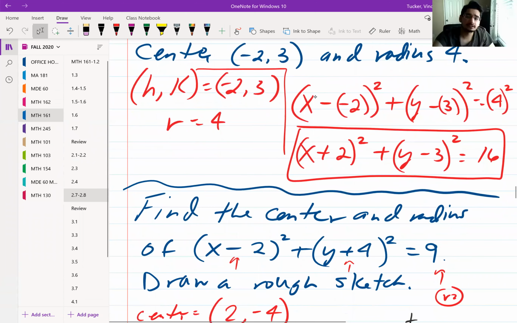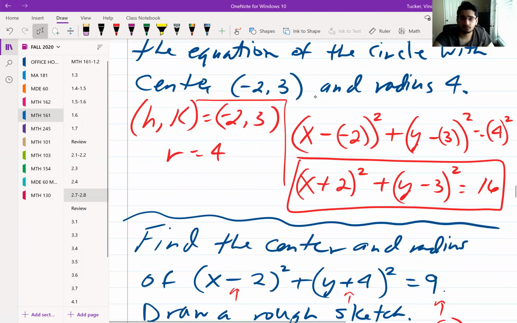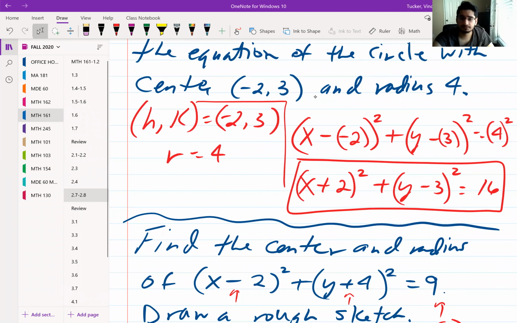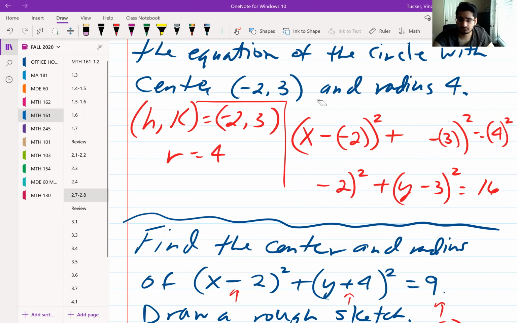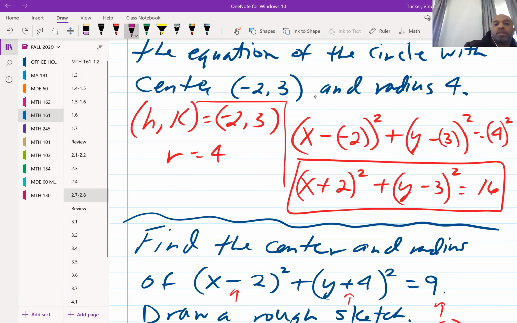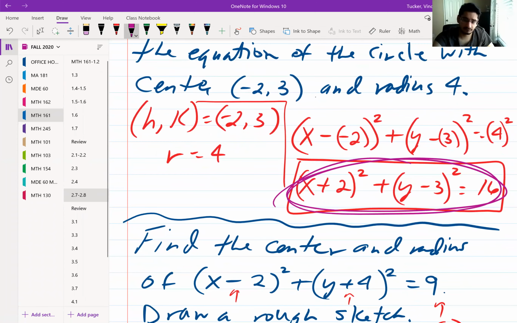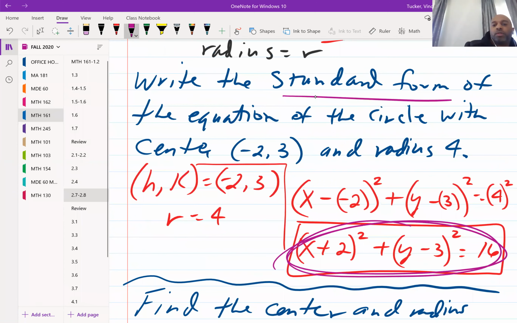Anybody holding on? Hold on. So which one is the standard form? The x plus 2 squared plus y minus 3 squared equals 16? That's standard form? Yeah, this right here. So that's the solution for this problem. We don't have to solve it any further. Right. Yeah, because that's all they wanted. This is standard form. Mm-hmm.